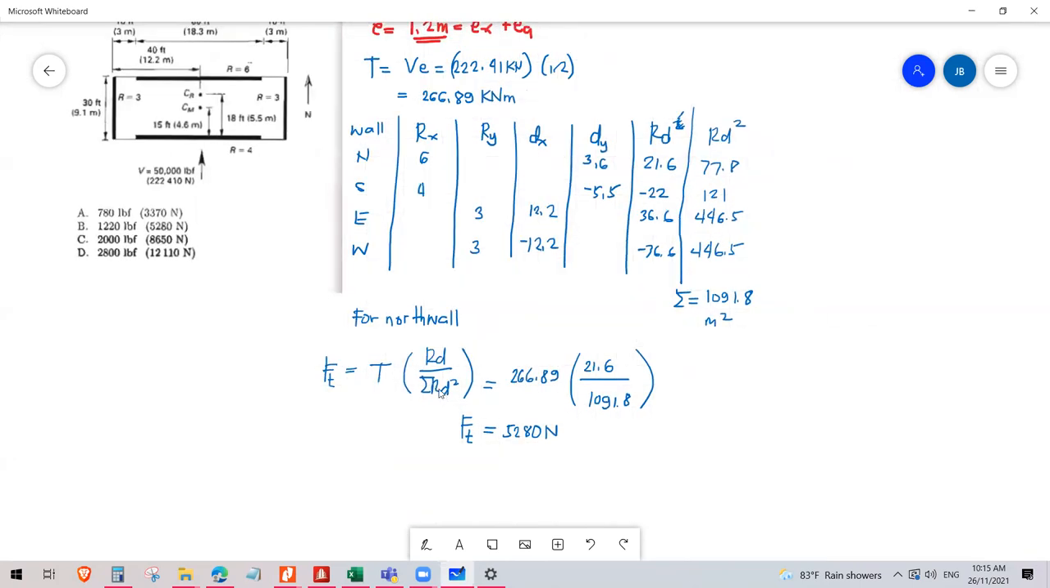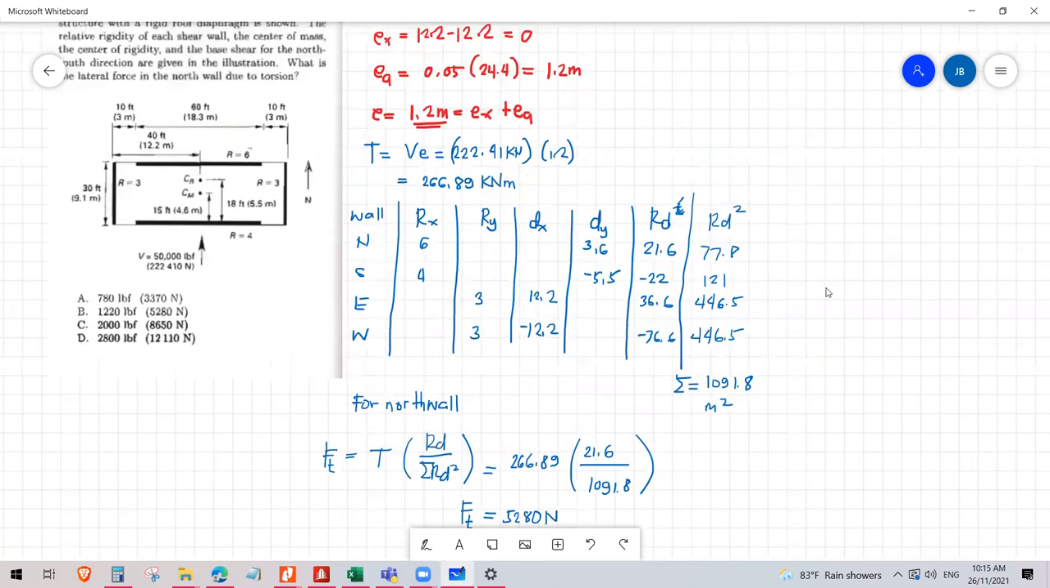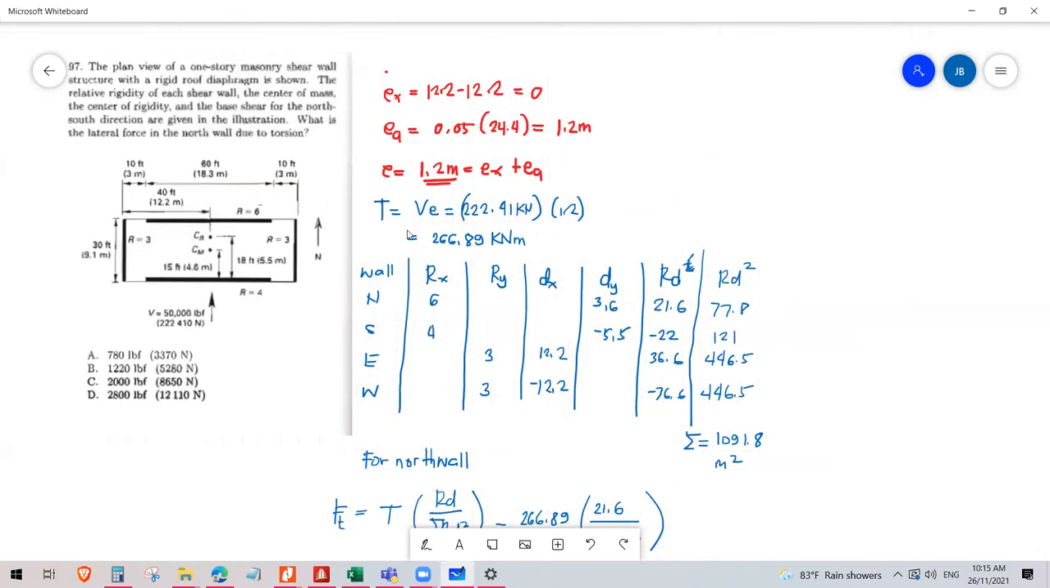Okay, then applying this formula, so torsion, what is your torsion? Ito, ayun pala, how do we get the torsion? Simply, the base shear times the eccentricity. So, ang base shear mo ay 222.41 kilonewton. Ang eccentricity natin ay 1.2.